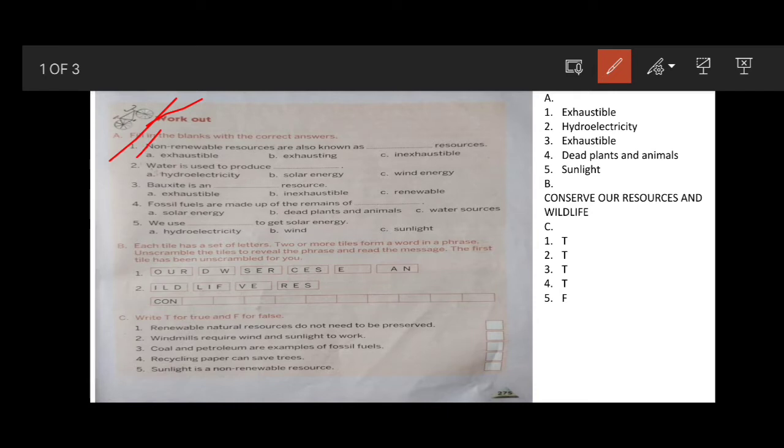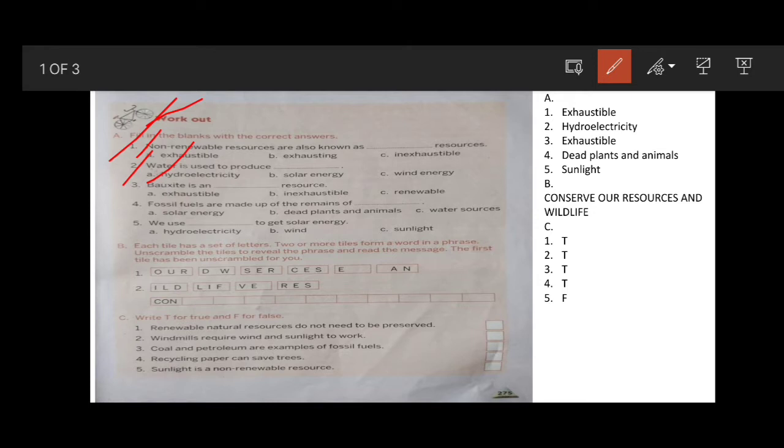So which are the examples of non-renewable resources? It is fossil fuels, coal and petroleum. Question number 2. Water is used to produce dash. Options are hydroelectricity, solar energy, wind energy. The answer is option A, hydroelectricity.